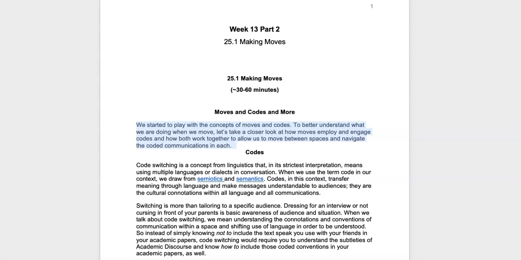Week 13, Part 2, 25.1, Making Moves. Moves and codes and more. We started to play with the concepts of moves and codes.